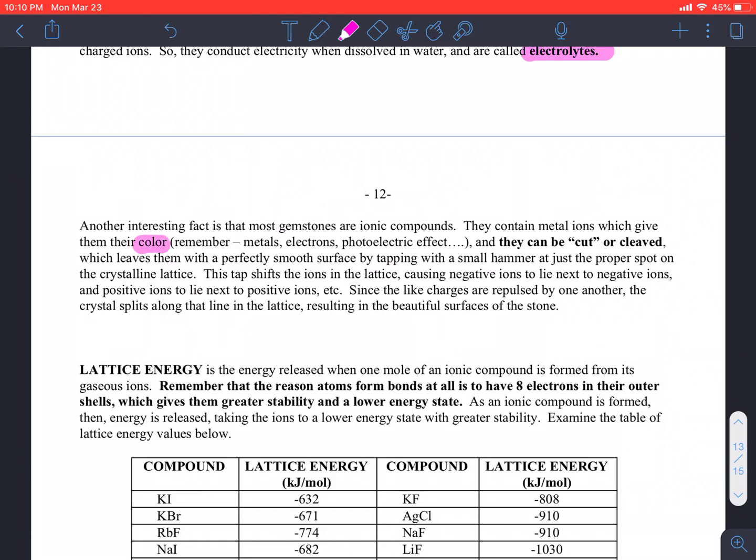Now, we did a unit, I think last unit, with electron configurations. Certain metals, okay, produce certain colors. Now, these gemstones, they can be cut or cleaved, which leaves them with a perfectly smooth surface by tapping them with a small hammer at just the proper spot on the crystalline lattice. This tap shifts the ions in the lattice, causing negative ions to lie next to negative ions, and positive ions to lie next to positive ions. Since the like charges repel one another, the crystal splits along the line in the lattice, resulting in the beautiful surface of what we typically have on stones.